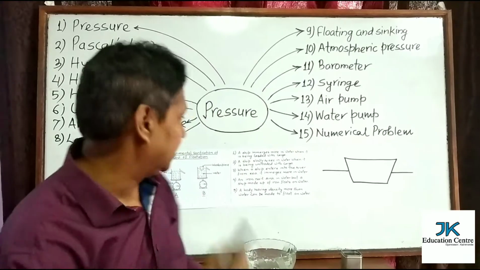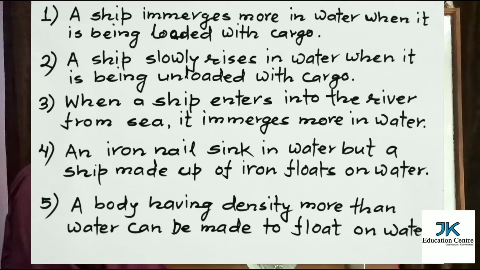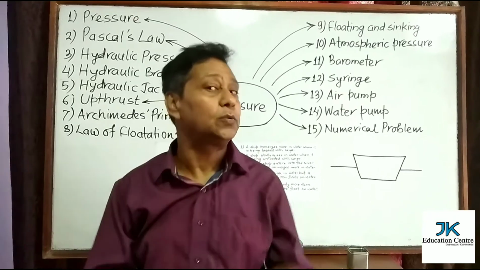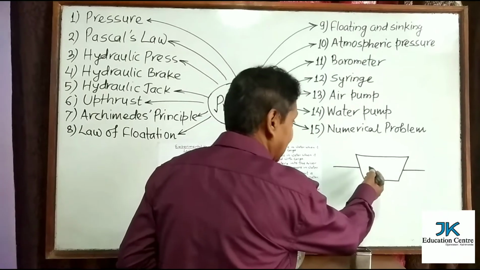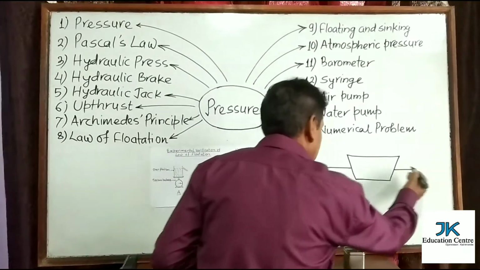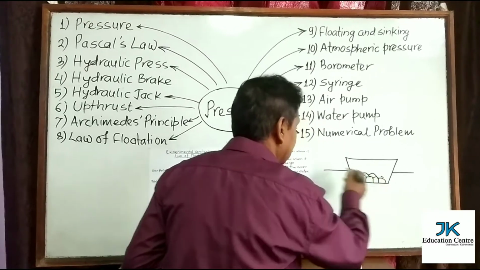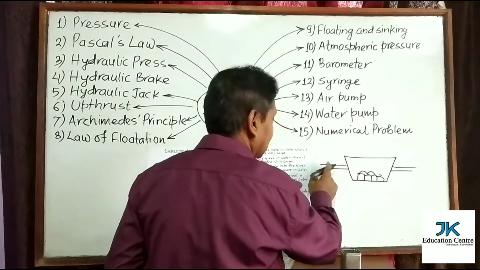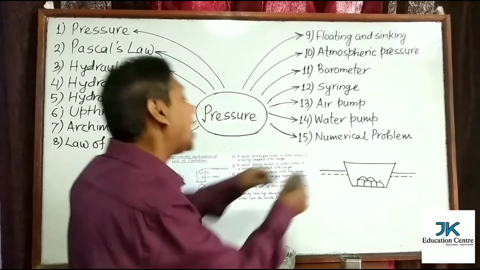Question may be like this. Number one: a ship immerses more in water when it is being loaded with cargo. What does it mean? When a ship is being loaded with cargo, it immerses more and more. We can explain with the help of this diagram also. Let's say this is a ship and this is the level of water. When it is being loaded with cargo, what happens? Now it immerses more. This was the previous level of water. Now it immerses more. Why does it immerse more?